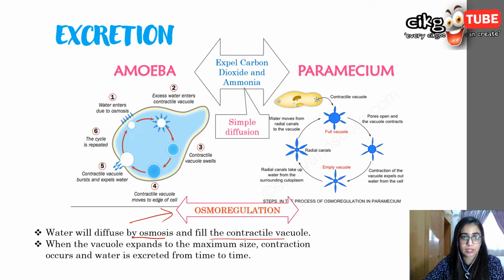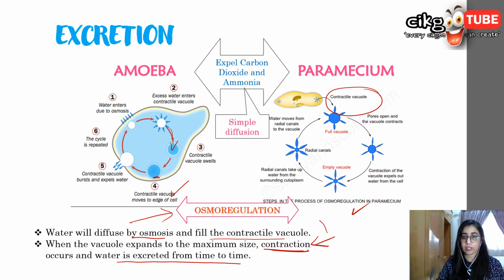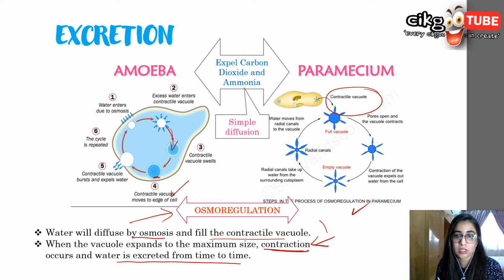So water enters, fills the vacuole, then the vacuole will expand until the maximum size. Once it reaches the maximum size, contraction will occur and water is excreted from time to time. Because of this contraction, this is known as contractile vacuole. Same goes with paramecium, also the same thing: with the contractile vacuole, they undergo osmoregulation. Osmoregulation means regulation of water content in the cell, so water movement by osmosis. Want to know about osmosis? You will learn this in chapter 3.